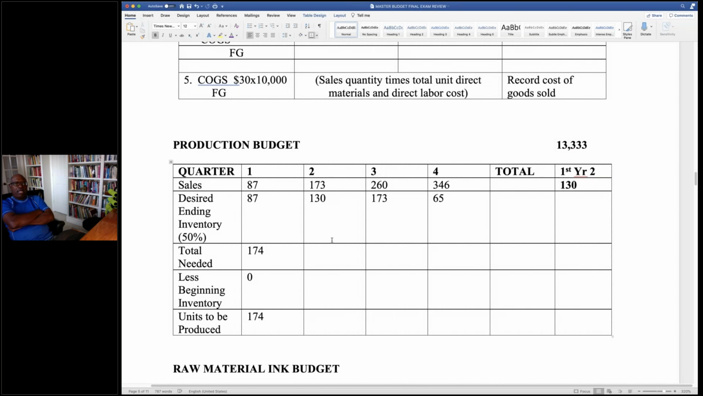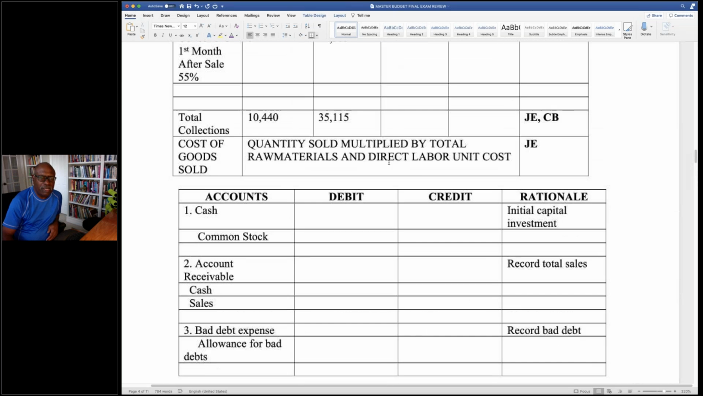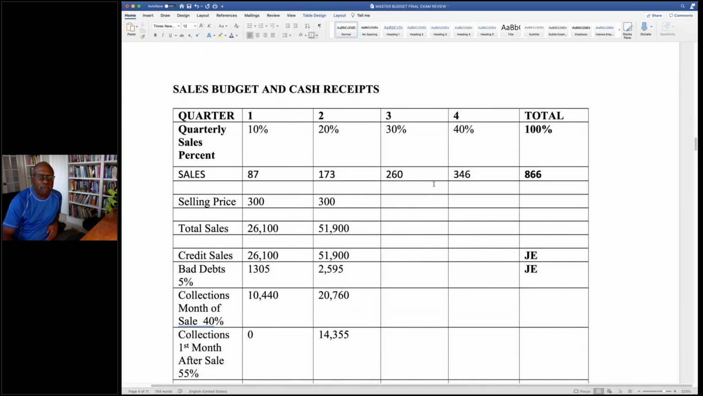All right, production budget, second quarter. So since we brought everything down from, where did we get these numbers again? 87, 130, 173, and 65. Where do we get those numbers from? We went up to the sales budget and just brought them down. Oh, okay.